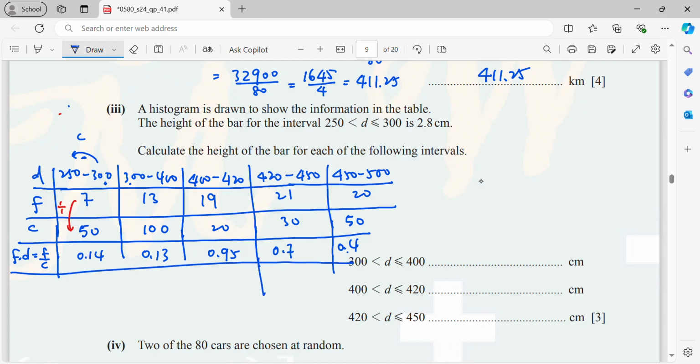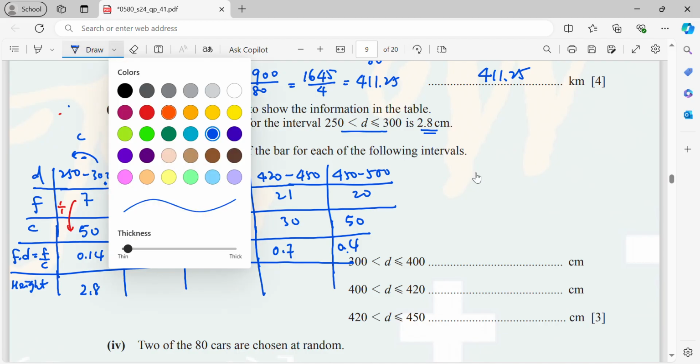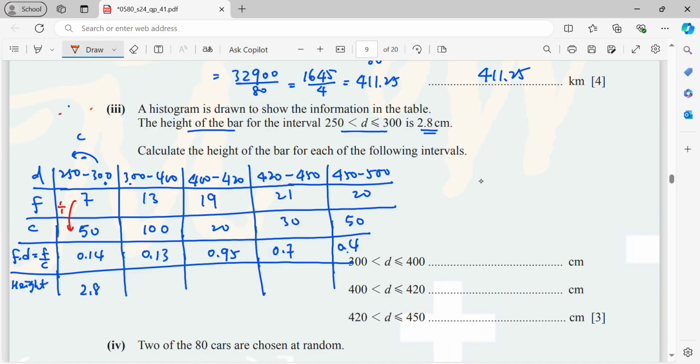Now lastly, I can find the height of the bar. Look here: for the first class, from 250 to 300, the height is 2.8. Now you have to find out how to get 2.8 from 0.14. That means 2.8 divided by 0.14, you will get 20. Which means now I need to multiply by 20 for all.